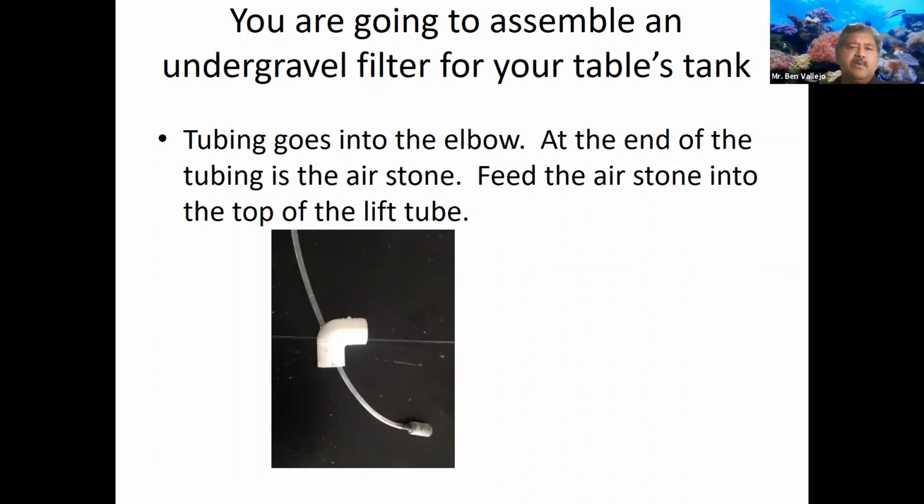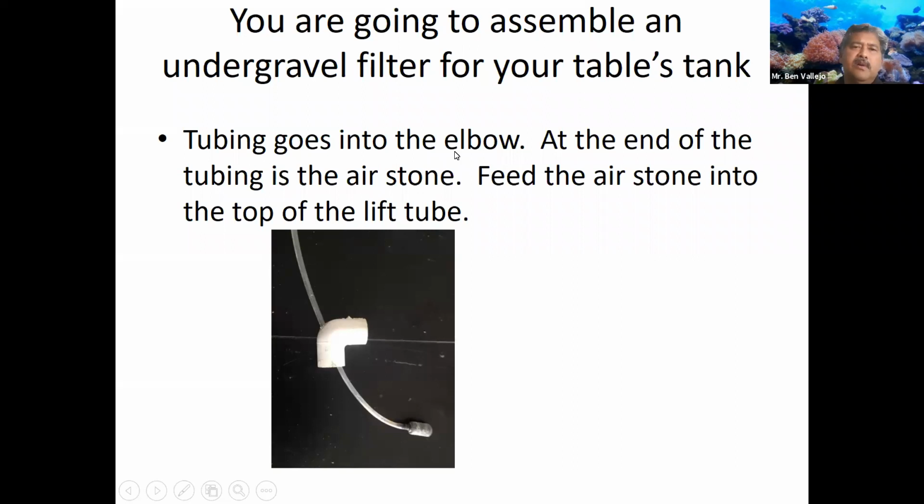If we were in class, what we would do is we would pass the tube into this elbow, and the tubing is right here, is aquarium tubing. And this is going to go all the way down a straight tube that's right here. At the end of the aquarium tubing is this thing right here. It's called an air stone.